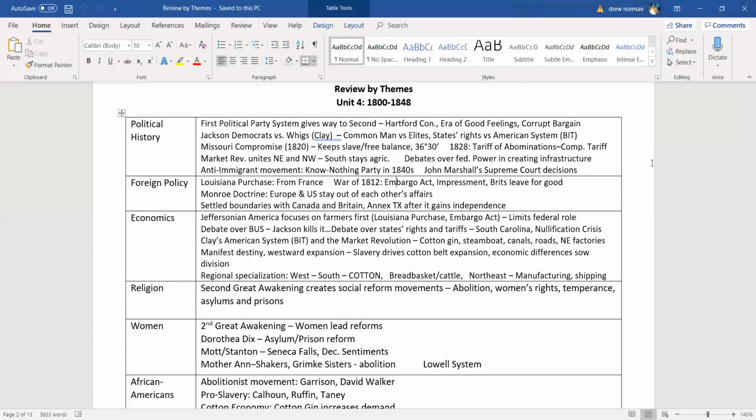We also have a continued debate over federal power in creating infrastructure. I didn't necessarily go over this in depth, but Andrew Jackson actually vetoed something called the Maysville Road, which would have been a federally funded road. So there are debates over whether the federal government should get involved in creating infrastructure.